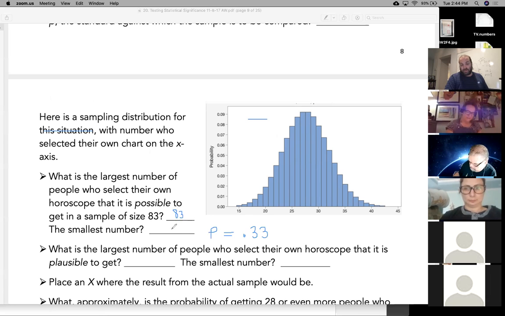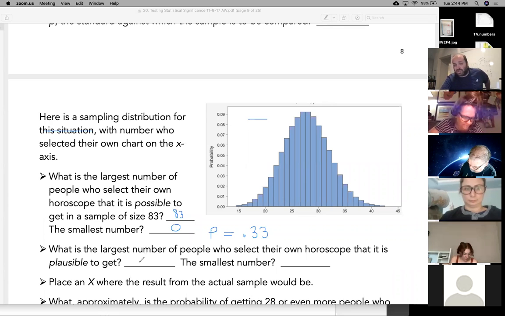Well, 0, right? What's the largest number of people who select their own horoscope that is plausible to get based upon this graph? Based upon the graph, what's the largest number that is plausible to get? 43. Well, the graph kind of ends at 42, so we'll say 42.